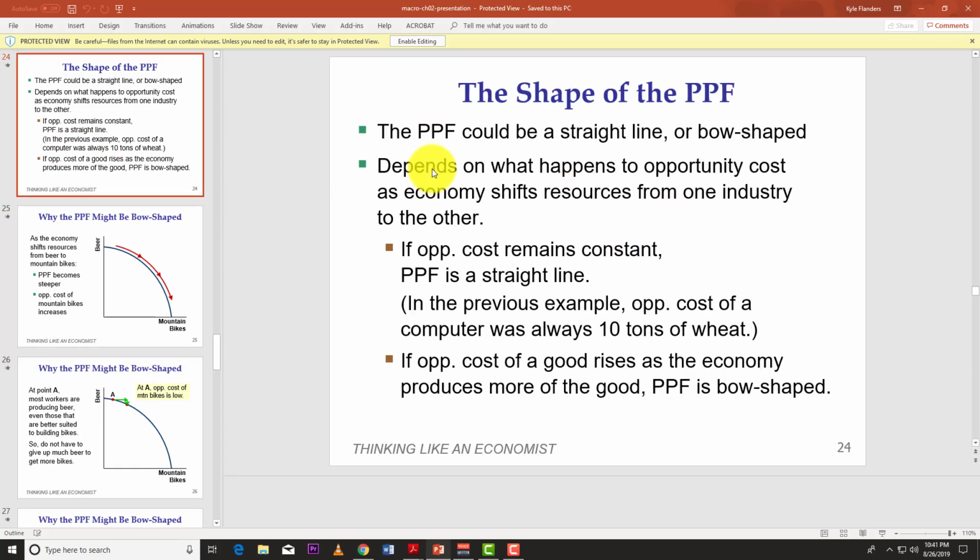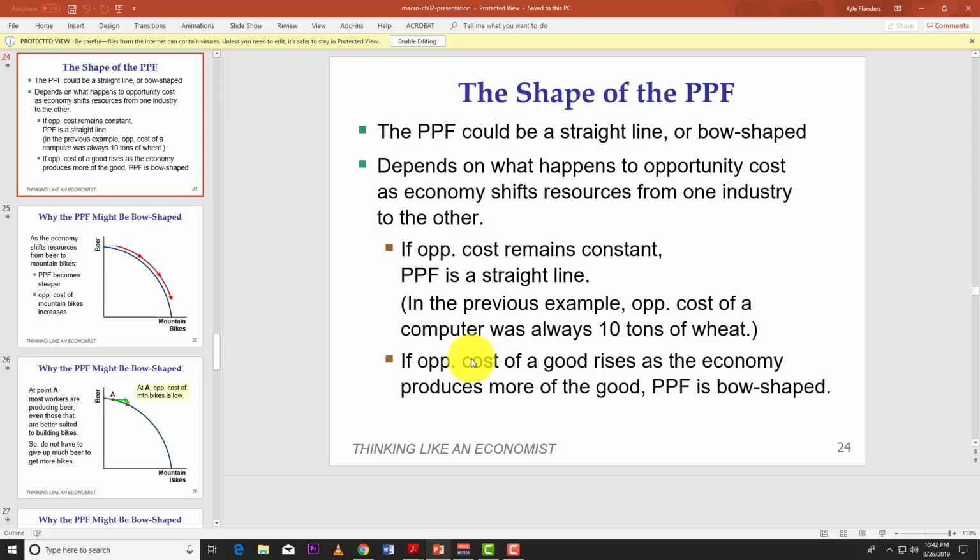Why? It depends on what happens to opportunity cost as the economy shifts resources from one industry to another. If the opportunity cost remains constant, meaning you give up 10 of something for 10 of another, it's going to be a straight line because that's across the board. As in the previous example, the opportunity cost of a computer was always 10 tons of wheat. So it was constant. But there are some instances where it is not constant.